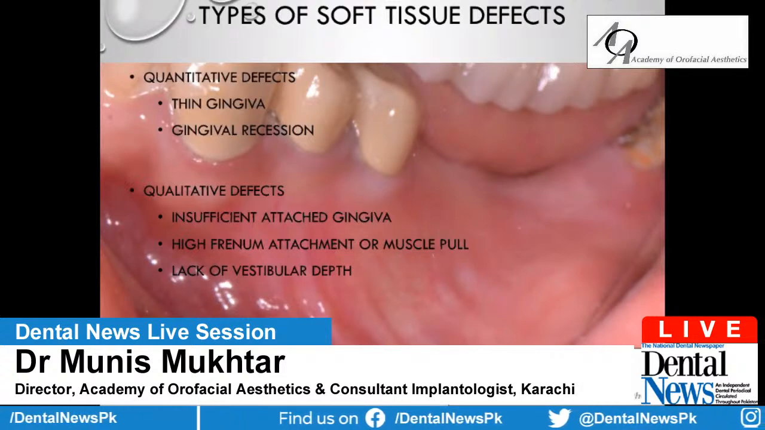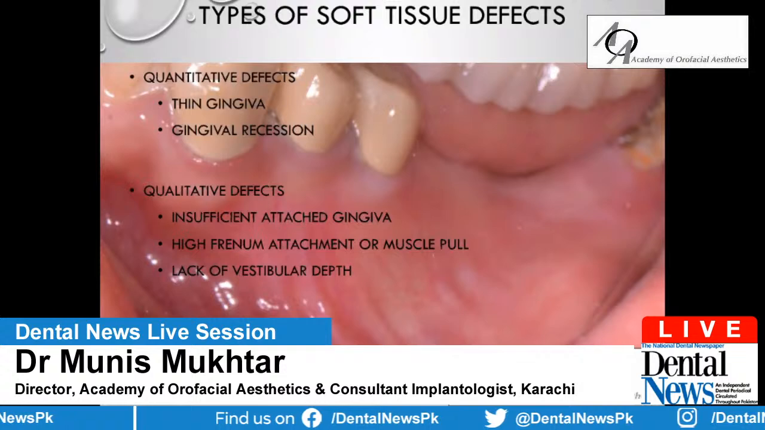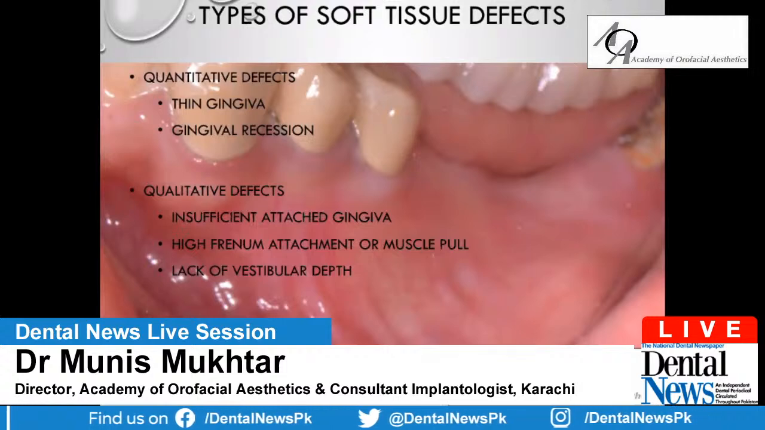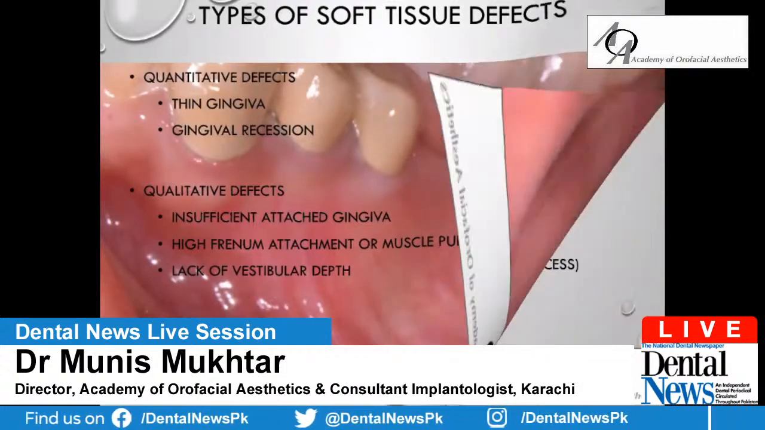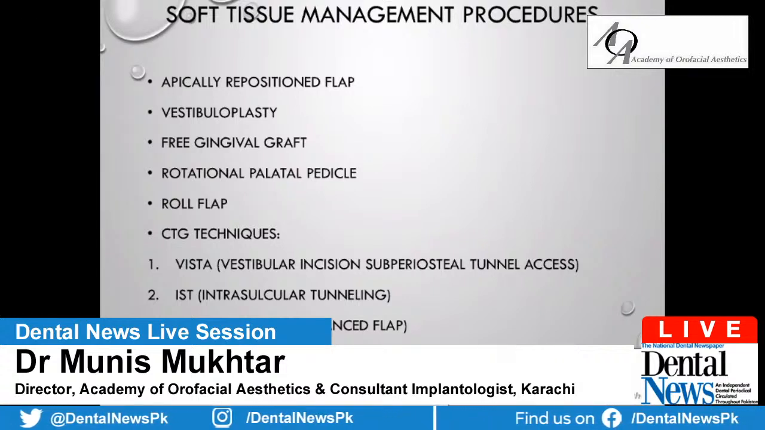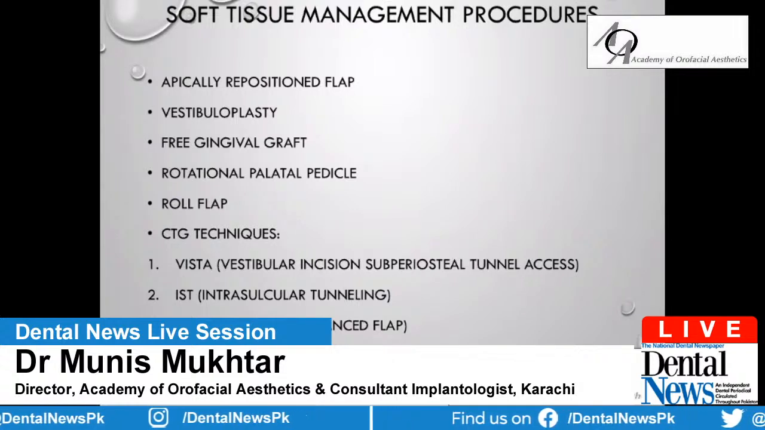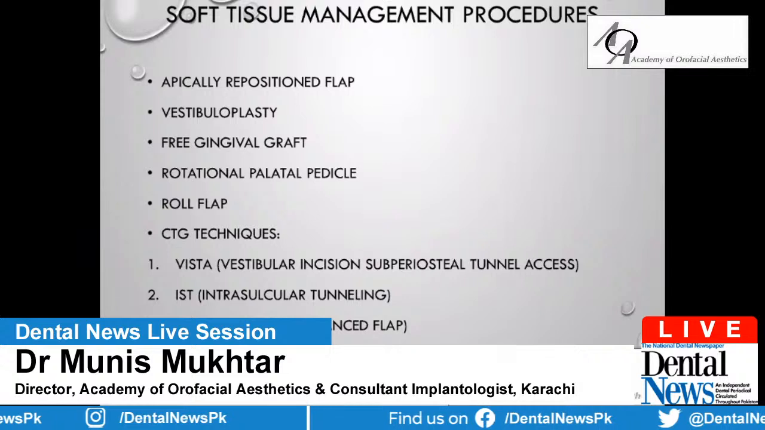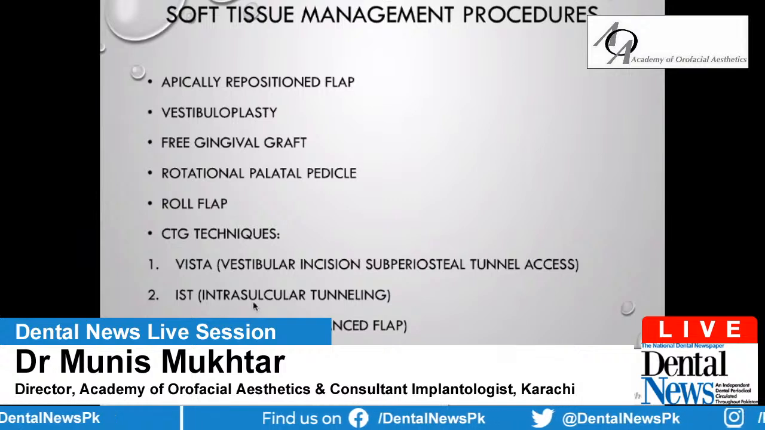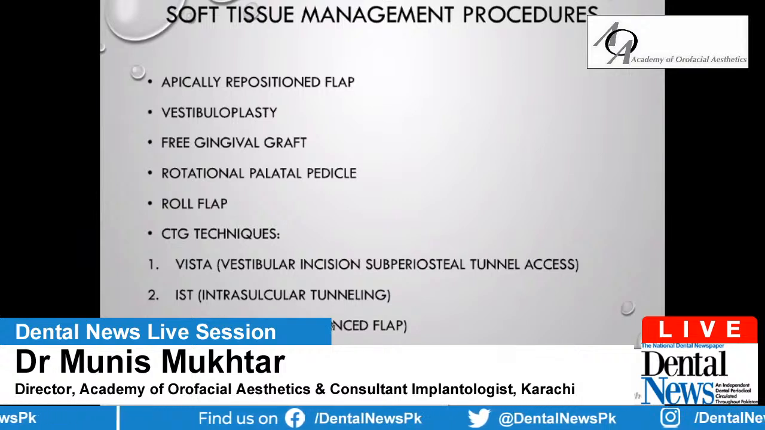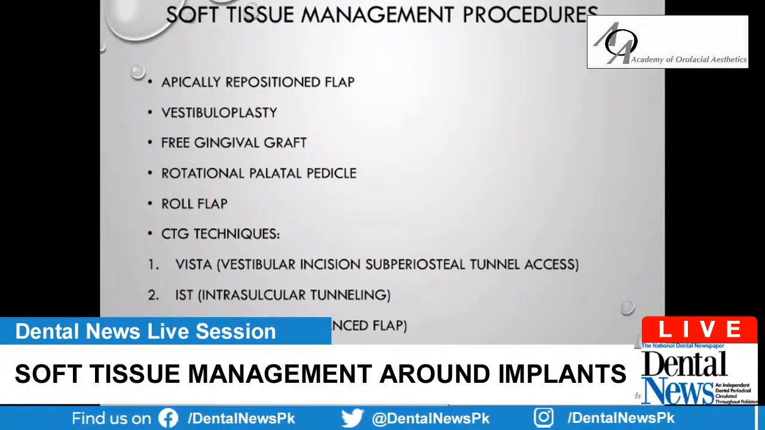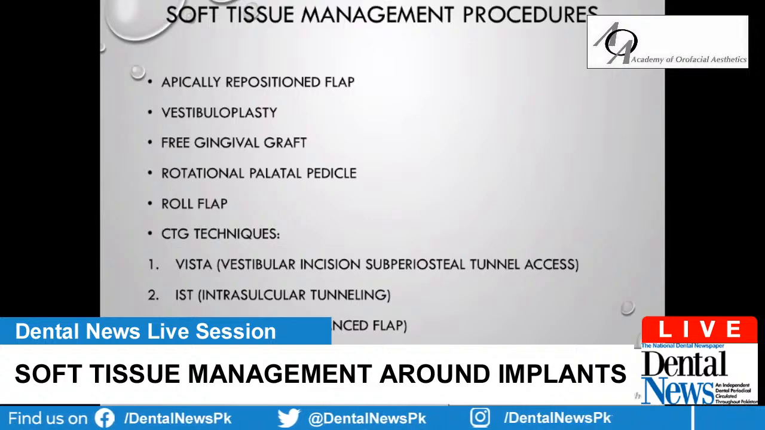During my case selection, I'll take you through basic cases from minor procedures, and we'll move towards advanced procedures which are doable and predictable in achieving soft tissue and removing these defects. It could be an apically repositioned flap, vestibuloplasty, free gingival graft, rotational palatal pedicle, roll-on flap, or the CTG technique, the connective tissue graft technique. It could be VISTA, vestibular incision subperiosteal tunnel access, intrasulcular tunneling, or coronally advanced flap. And there's one more technique which I went through in the literature, the I1 technique. We'll be discussing the I1 technique in detail as well.